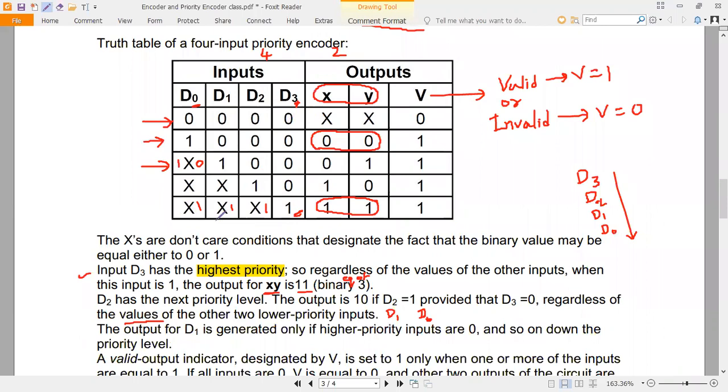So here in this case, you can have more than one logic 1 input. X denotes 1 or 0, whatever may be the value of D0. If D1 equal to 1, we are going to get the output as 0 1, the binary equivalent of 1, right? Suppose if D2 equal to 1, we are going to get 1 0. If D3 equal to 1, regardless of the values of the other inputs, which are lower priority levels, we are going to get 1 1 as the output. So this will be used in analog to digital converters.